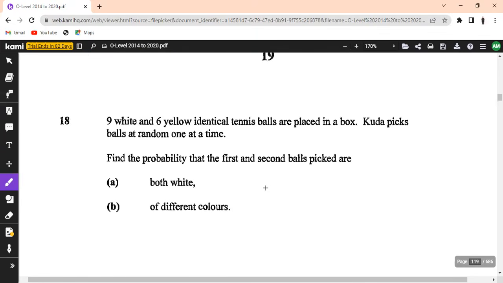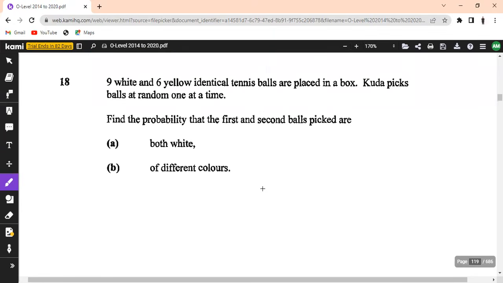All right. Number 18, we are given 9 white and 6 yellow identical tennis balls are placed in a box. Kuda picks balls at random, one at a time. Find the probability that the first and the second balls picked are both white. Okay, so this is actually probability where we are going to apply a tree diagram. Remember, when you give it a condition like this, you actually work without what? Without replacement. So that's what you're going to have in this case.